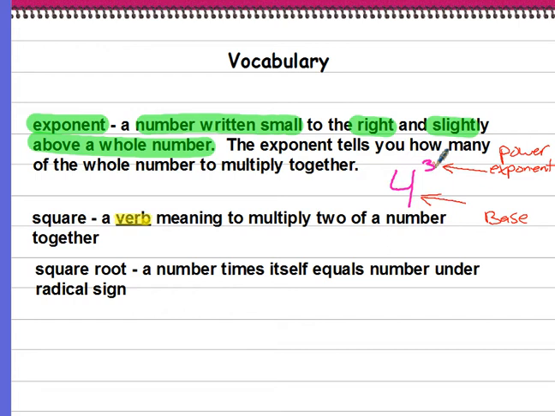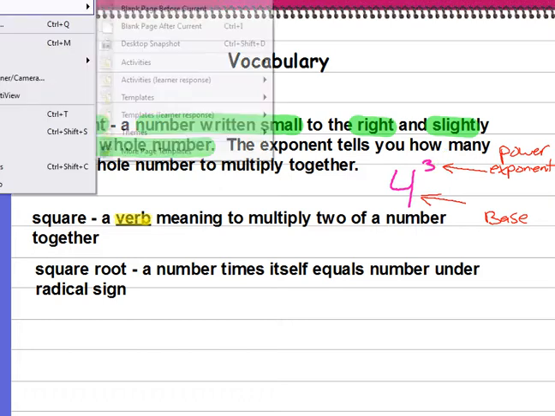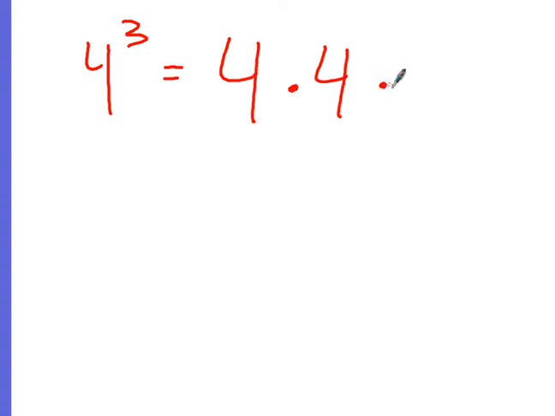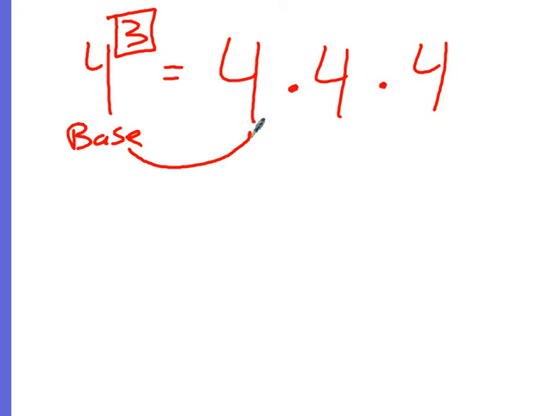Okay? Now, 4 to the third power, what exactly does that mean? Well, this is what it means. If we start with 4 to the power of 3, it means 4 times 4 times 4. You take your base and you multiply the base times itself this many times. So we're going to take our base, which is 4, and multiply it times itself 3 times.